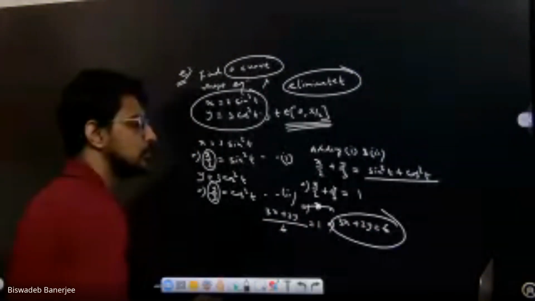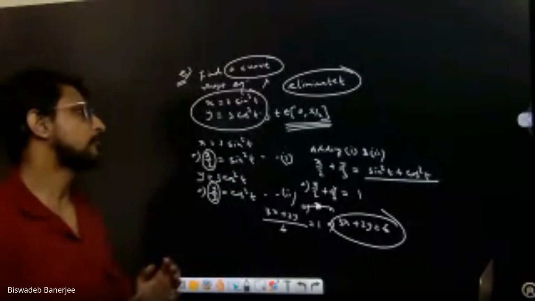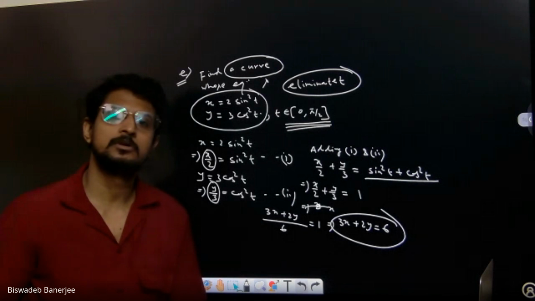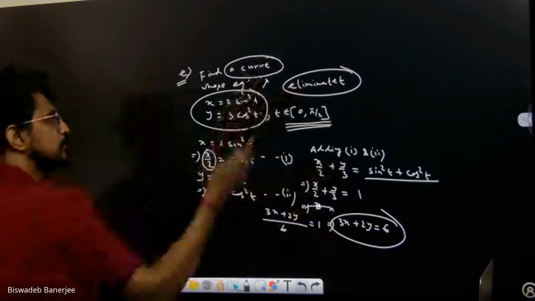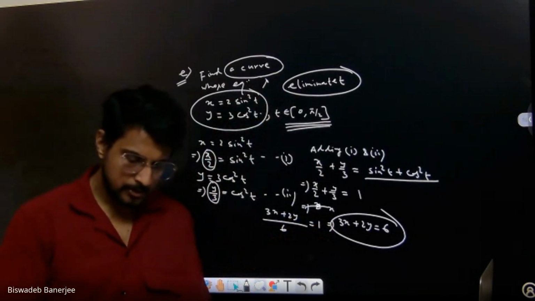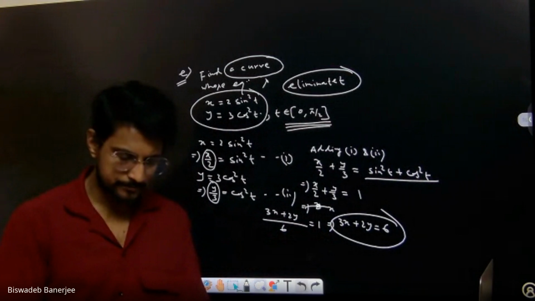So this is my equation. Actually, from parametric, it is my Cartesian form. This is my straight line. Obviously, it is a straight line. Pause the video and write the solution. So it's a very, very easy question.